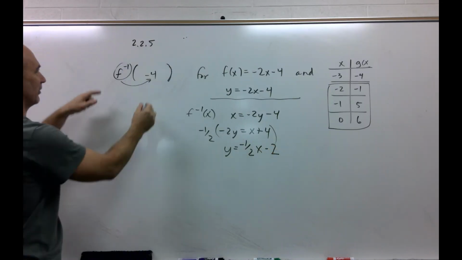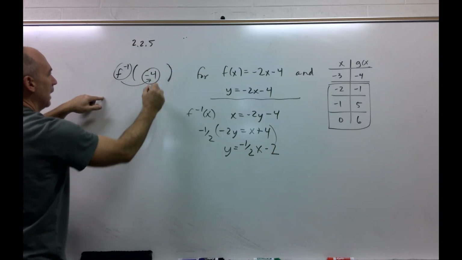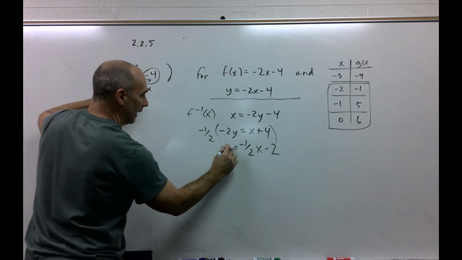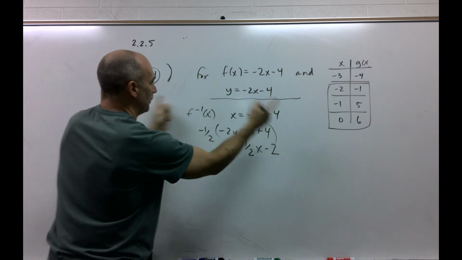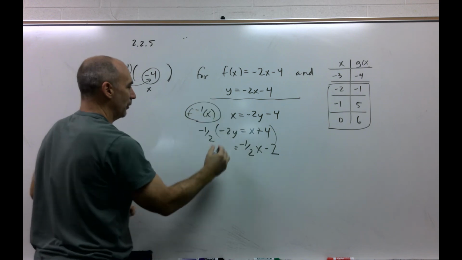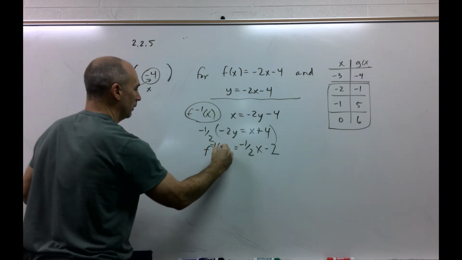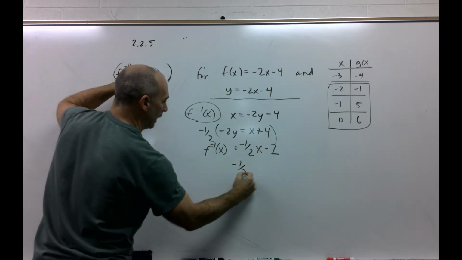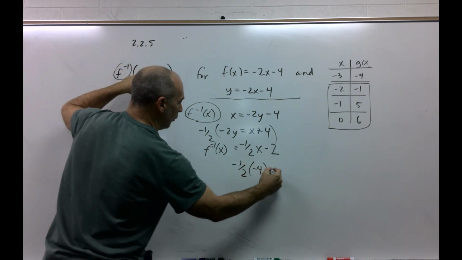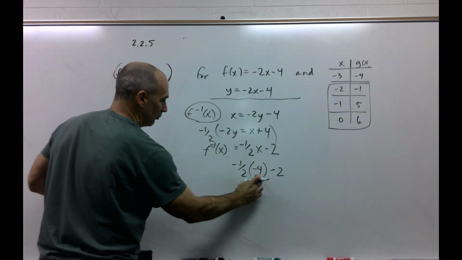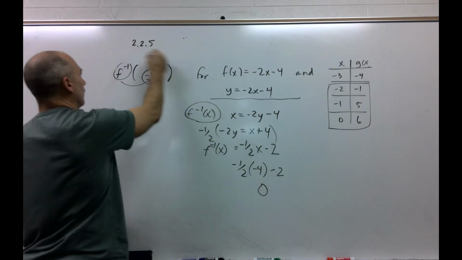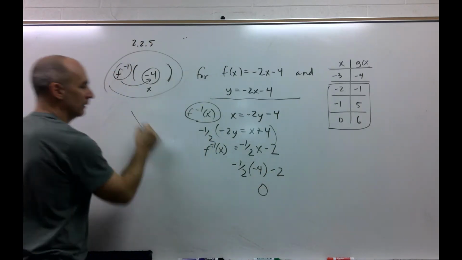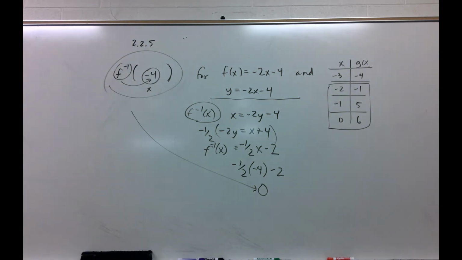And what this is saying is plug this in for x into this, which remember, because I flipped the x's and the y's, it's now equal to this, which means plug negative 4 in for x, so negative 1/2 times negative 4 minus 2. That's 2 minus 2, which is 0. So this whole original thing equals 0. All right, one more for you, and then we'll be done.